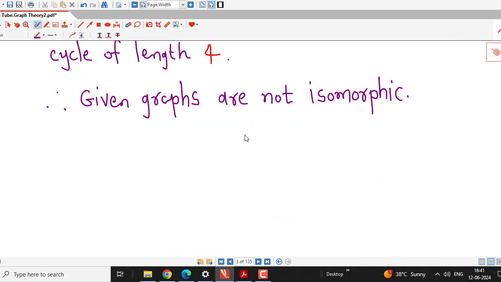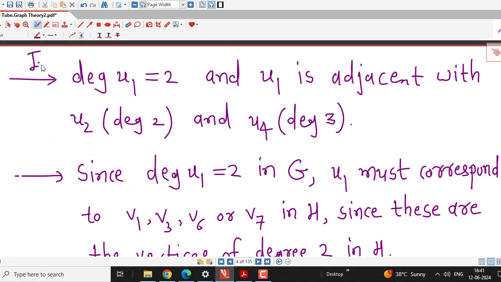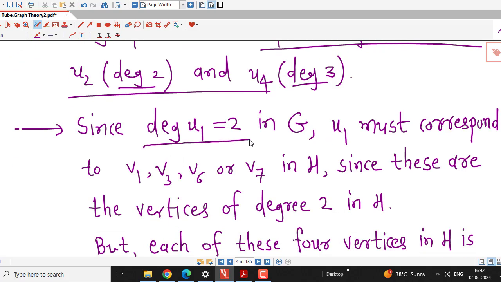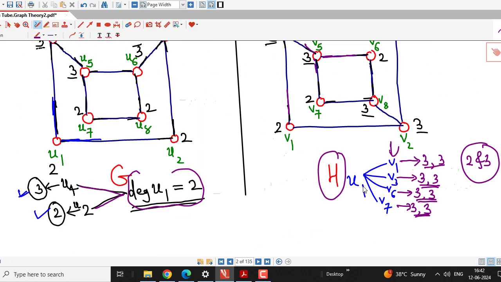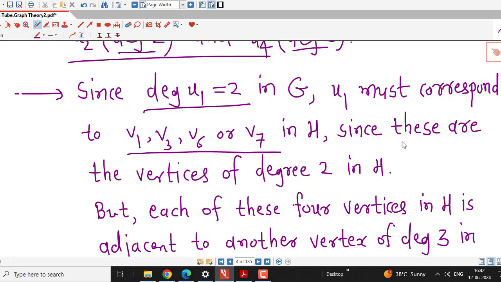So that we can write here. Here I have written systematically that in graph G, degree of u1 is 2 and u1 is adjacent with u2 and u4. Degree of u2 is 2 and degree of u4 is 3. Now because degree of u1 is 2, u1 must correspond to v1, v3, v6 or v7 in graph H, which we discussed here, because these are the vertices of degree 2 in H.